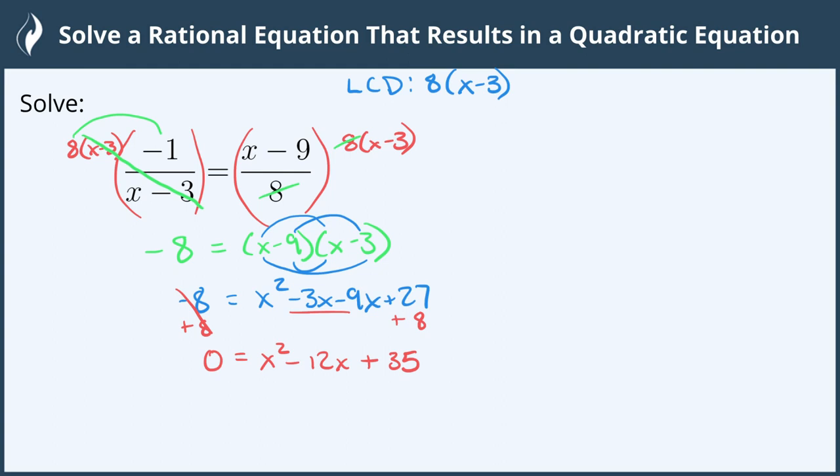This is in the form of a equals 1, so we just need to factor the 35. 35 factors into 1 and 35, and 5 and 7, and that's it. We're all done. Now we just need to look at the signs.